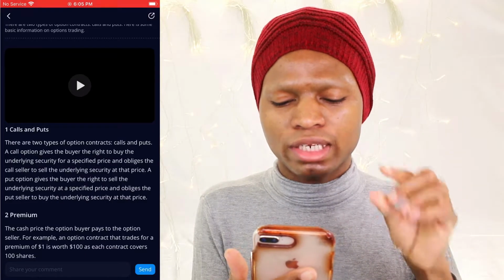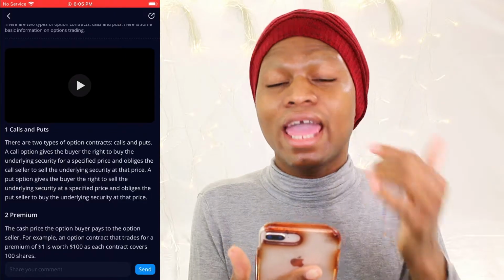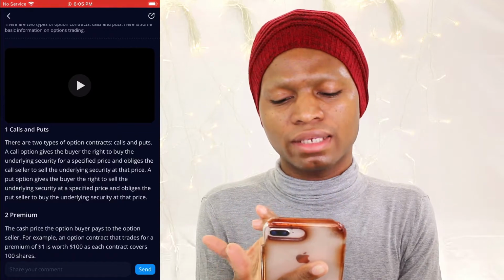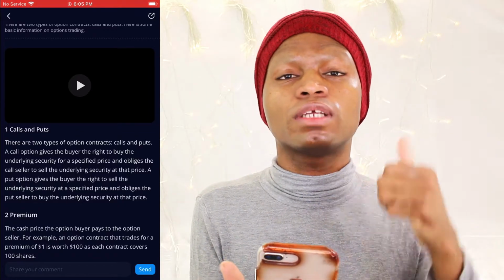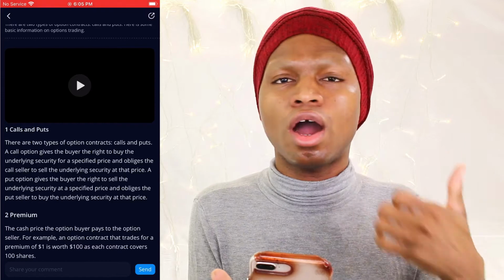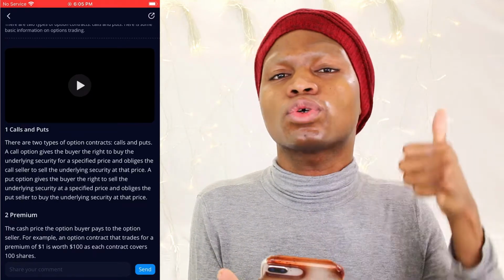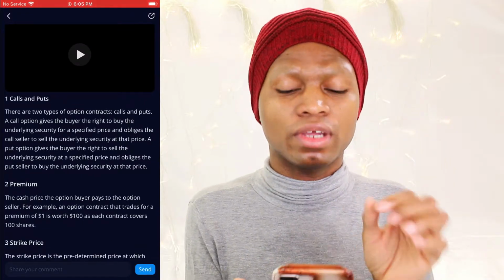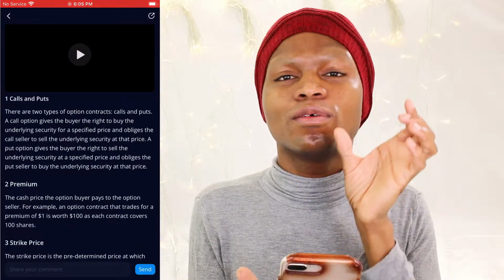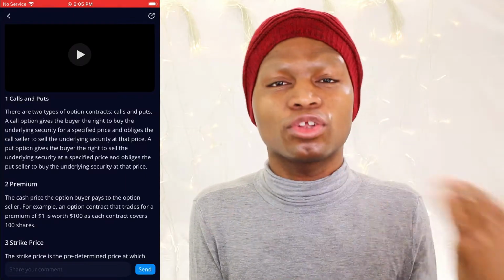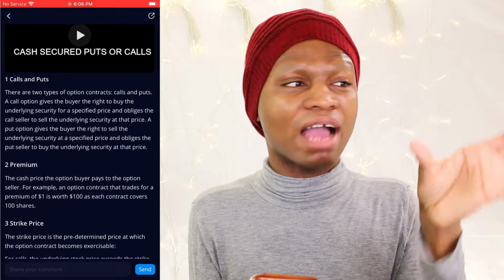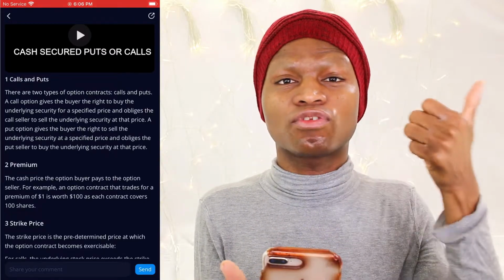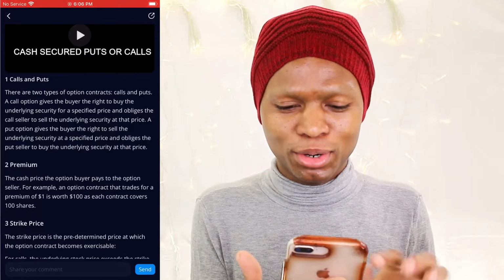Then a put option gives the buyer the right to sell a stock, also known as the underlying security, at a specified price. Now, most times when you're doing call options, put options, or option trading, you should have up to 100 shares of a particular stock in your portfolio. But if you don't have that, you can do what we call a naked call or a naked put. That's when you don't have the stock, which means you have to have the cash on the side just in case your contract goes through and you may have to sell or buy, okay?